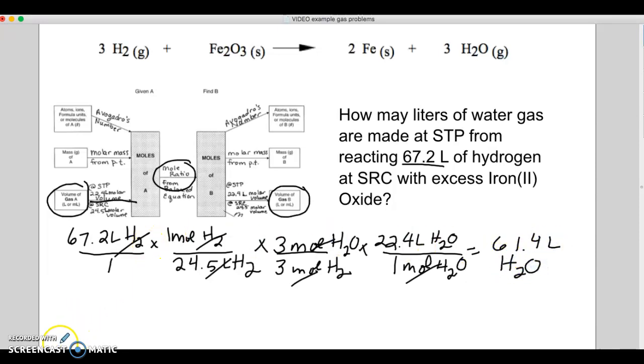So I hope that helps as you do your worksheet on stoichiometry with gases.